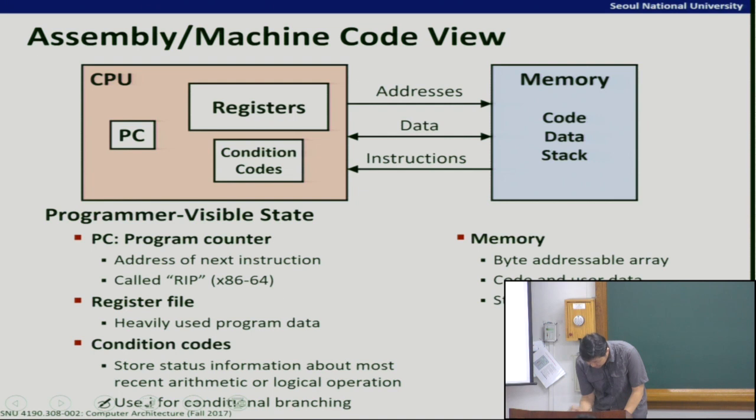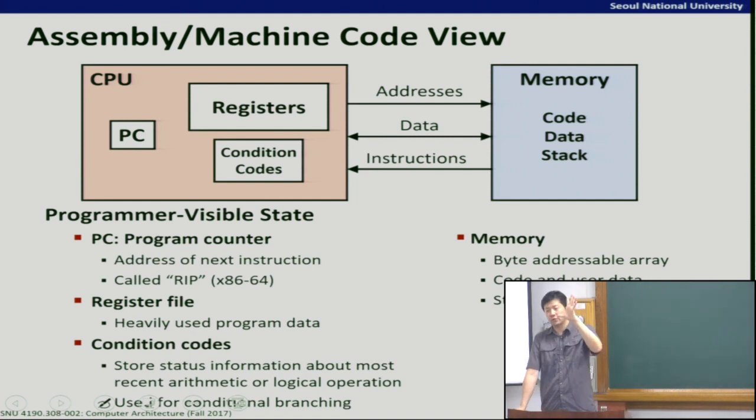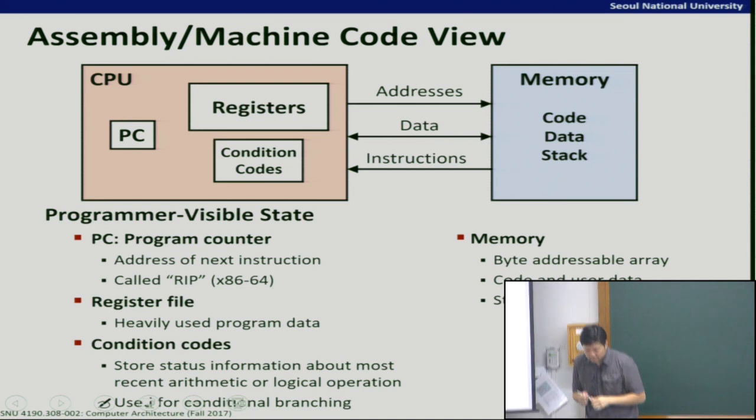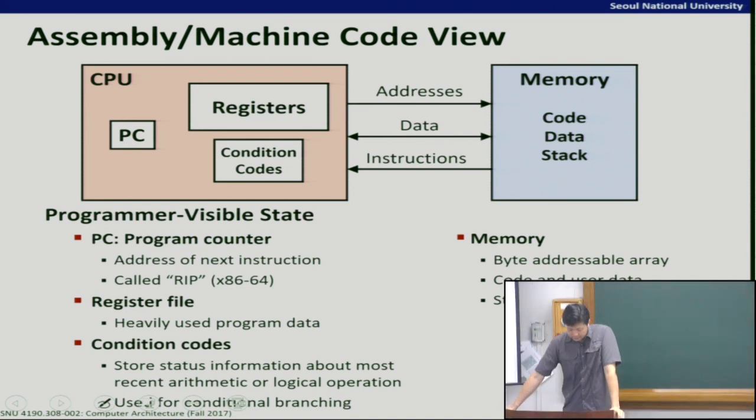So here is the programmer visible state of this ISA architecture. The first one is the program counter. The program counter is a register that stores the pointer to the next instruction to execute. Okay. So this is a special register that contains the address of the next instruction, called RIP in x86-64. It's like rest in peace. But anyway, RIP is the program counter in Intel ISA.